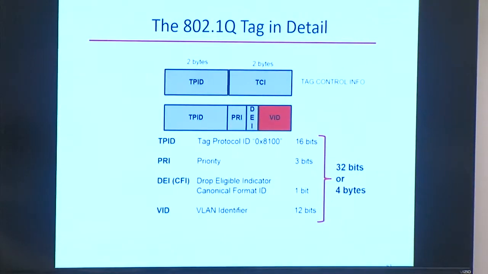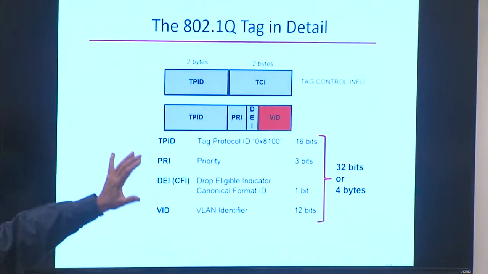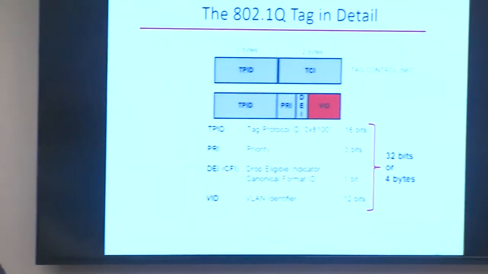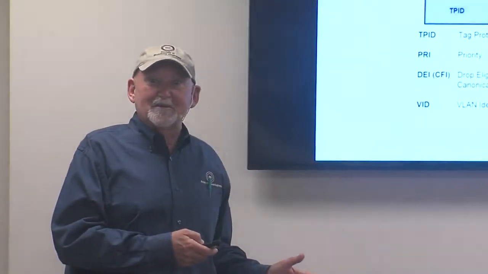But another little gotcha: just because the standard lets you support 4,000 VLAN tags, that doesn't mean all the network devices are going to support 4,000. In fact, most do not, unless it's a really high-end core switch.